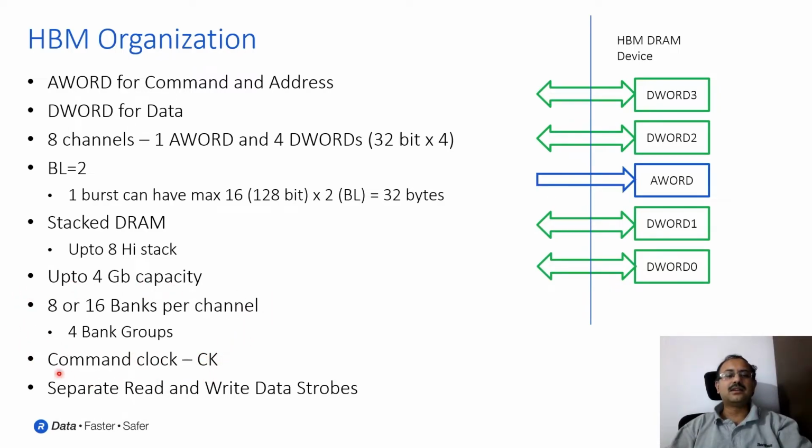There was a single command clock which is named as CK, and there were separate read and write data strobes. So the read strobe was to qualify the data during a read transaction, and write data strobe is sent by the PHY of the controller to qualify the data during a write transfer.